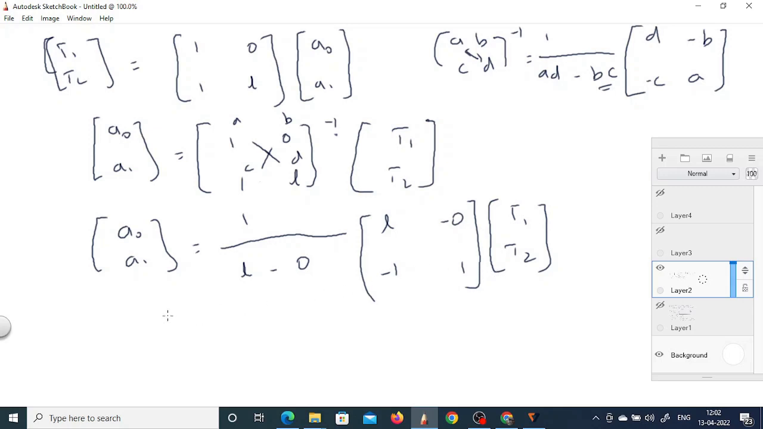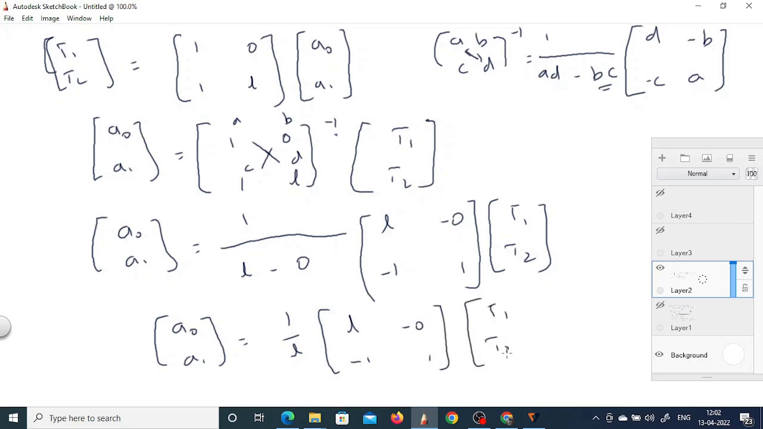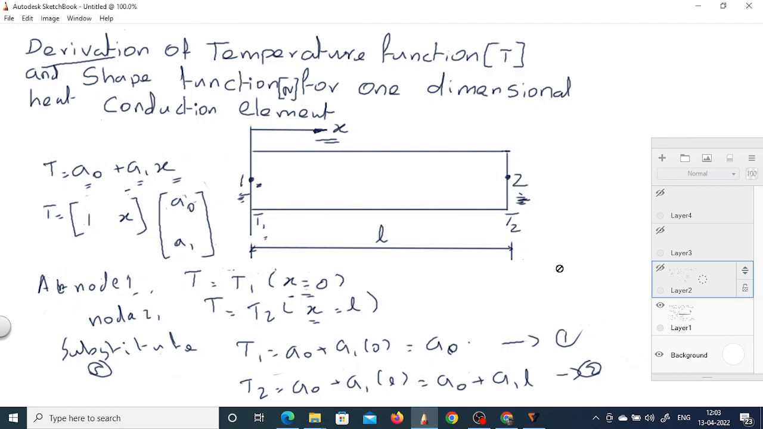After that, I can move to find the A0, A1 matrix from the available form, which is 1 by L into L minus 0 minus 1, 1 into T1, T2. Now I have to see what is the next step. Next step, now I found A0, A1. Now I can substitute this into our initial equation. What is our initial equation? Let's see. Our initial equation is T is equal to 1 x into A0, A1. Here I can substitute the A0, A1 matrix value.